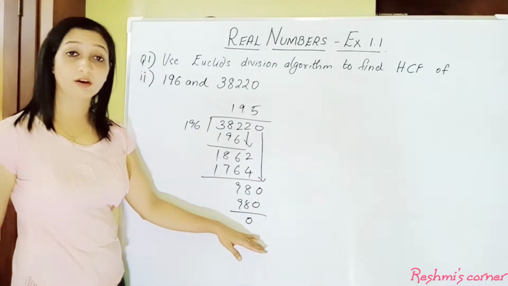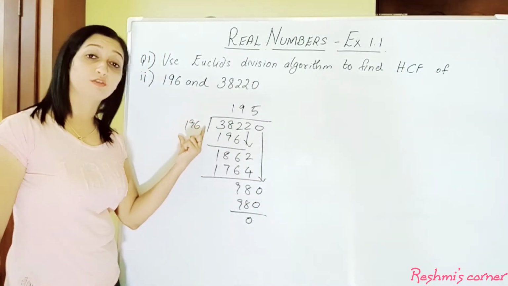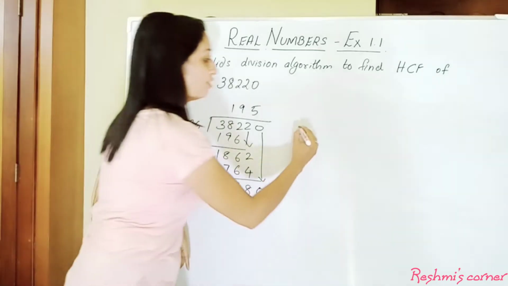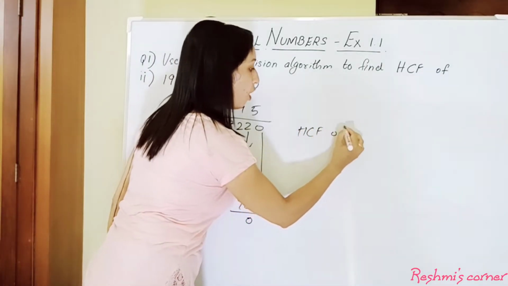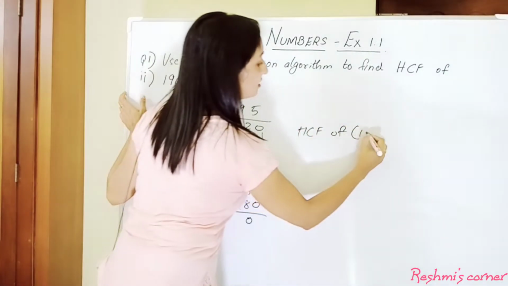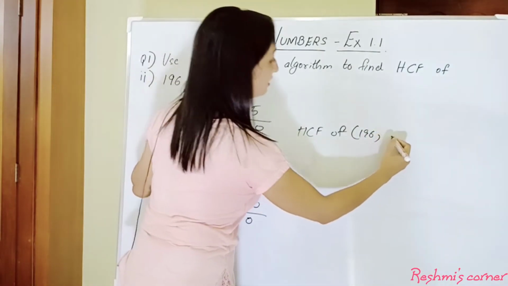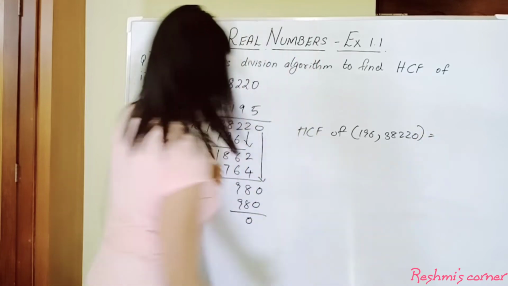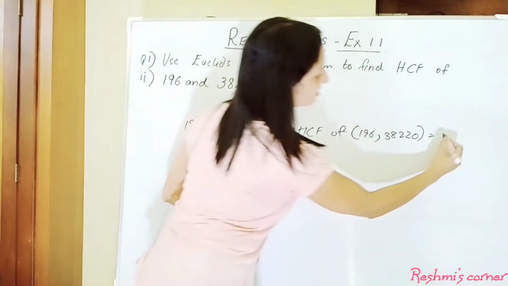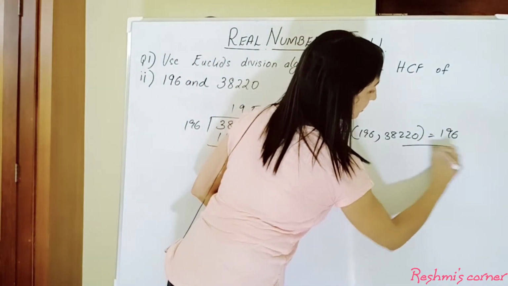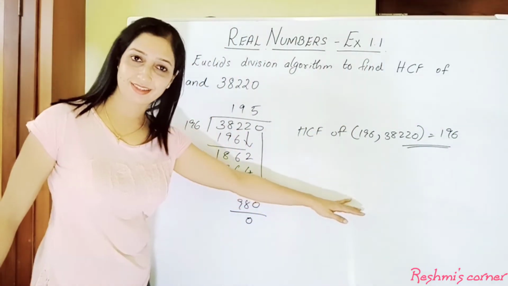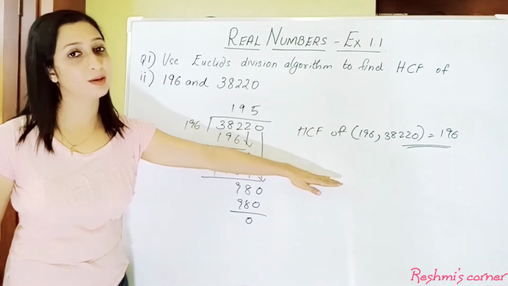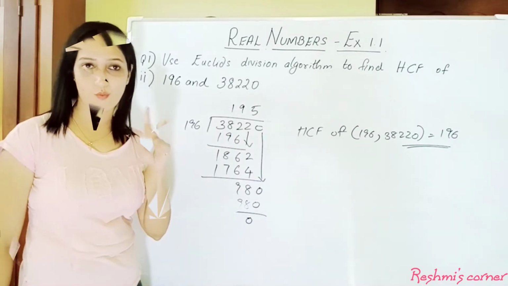So here we have got the remainder 0. Then the divisor will be our HCF. So HCF of 196 and 38220 is 196. So this is our second answer. Now let's move on to subdivision 3 of question 1.